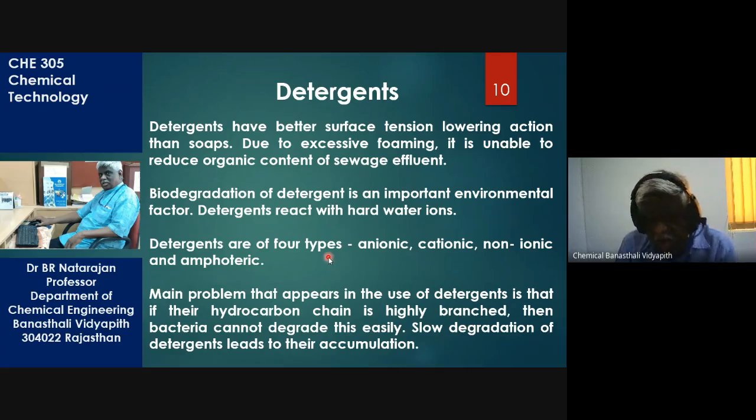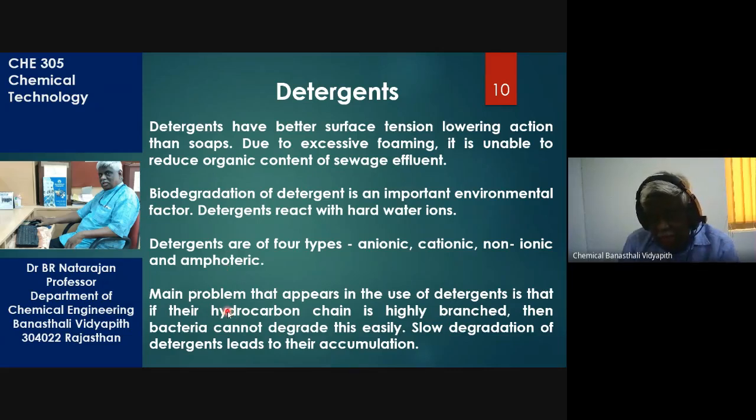Detergents are of 4 types: anionic, cationic, non-ionic. The last one is amphoteric. New term, amphoteric, we'll see.